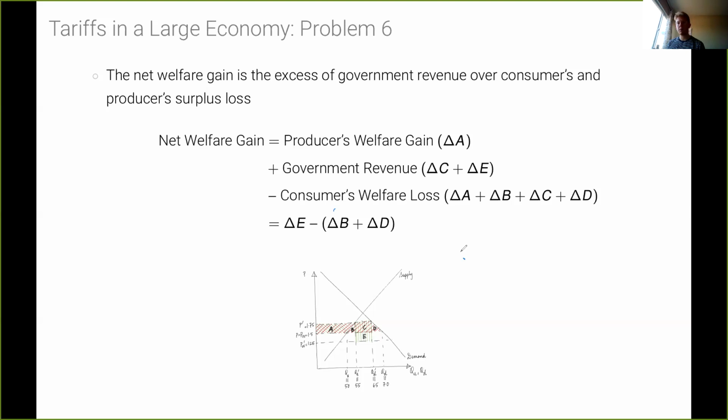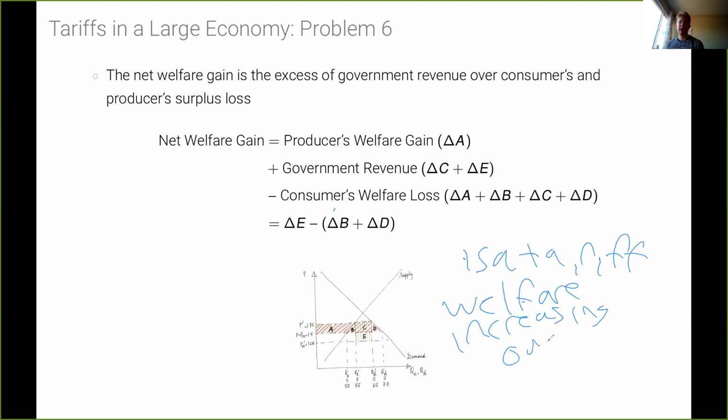So we want to figure out, is a tariff welfare increasing overall? Unlike the case of the small open economy, where we saw that reducing a tariff had an unambiguously positive gain, and likewise, if you increase the tariff, that would result in a net loss, here it's ambiguous. It depends on whether or not E is greater than the size of B plus D.